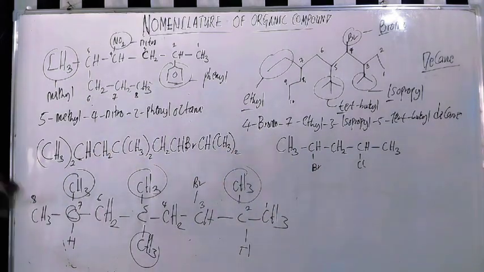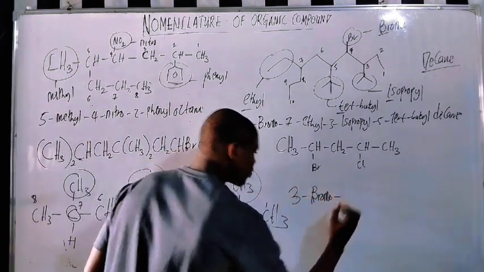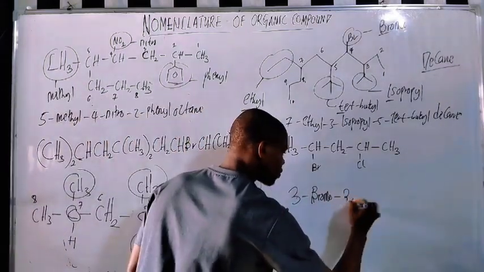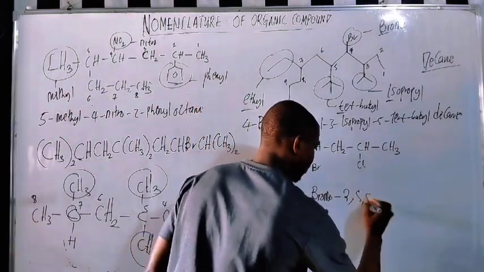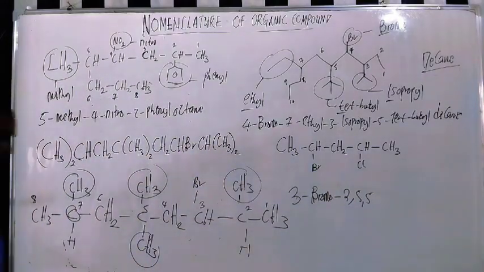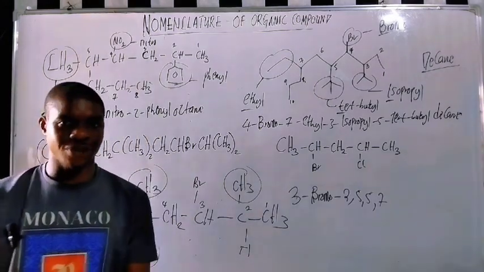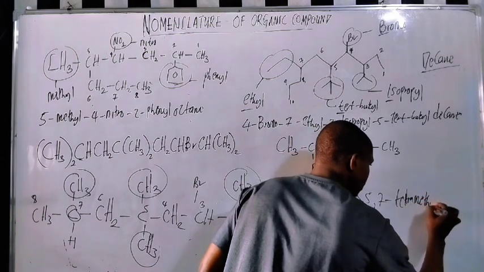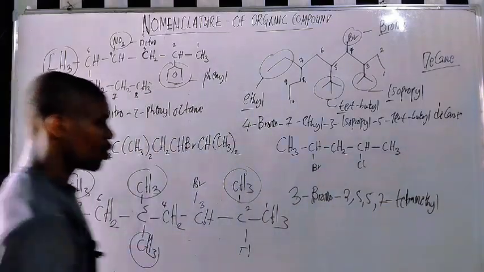So what I'm going to do here, B will come before any other one here. So it's going to be 3-bromo, right? Now I can number 2, I have a methyl, so it will be 2. I can number 5, I have 2 methyl, it's going to be 5, 5, right? I can number 7, I have a methyl, so it's going to be 7. I'm in 4, and the prefix for 4 is tetra, so it's going to be tetramethyl. So 2, 5, 5, 7-tetramethyloctane.